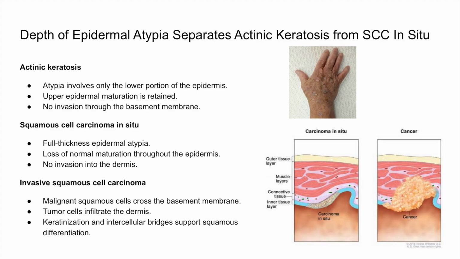Most individual lesions never become invasive, but actinic keratoses indicate substantial cumulative sun damage and an increased risk of squamous cell carcinoma. So the simplified histological distinction is depth of epidermal atypia. In actinic keratoses, atypical keratinocytes usually occupy only the lower portion of the epidermis, with maturation still present in the upper layers. So in squamous cell carcinoma in situ, also called Bowen disease, atypia and disordered maturation extend through the full thickness of the epidermis.